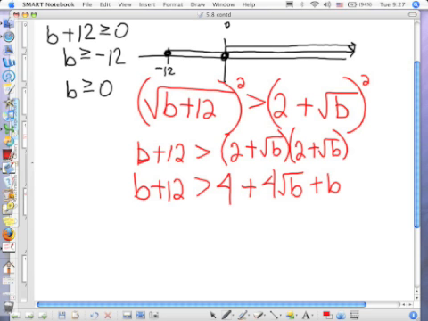Well, I've managed to get rid of one radical, but I still have one. So now I need to isolate that radical, which would include this right here. Now I want to get this by itself. All right?